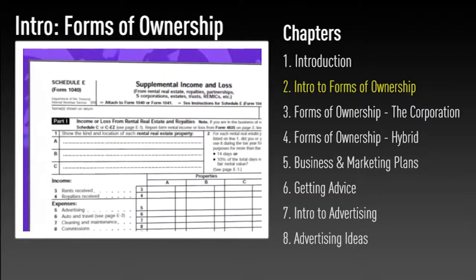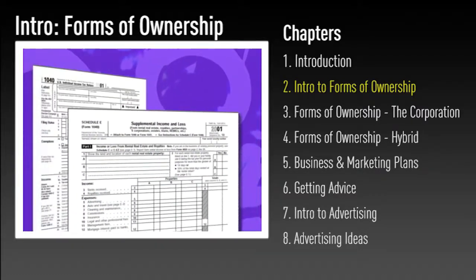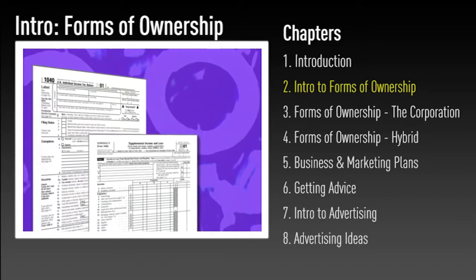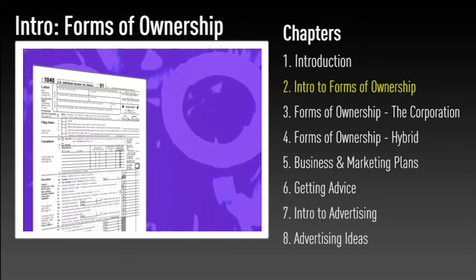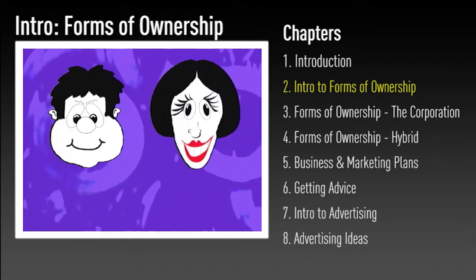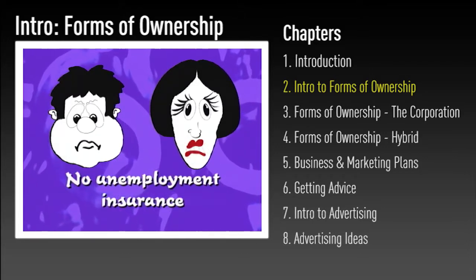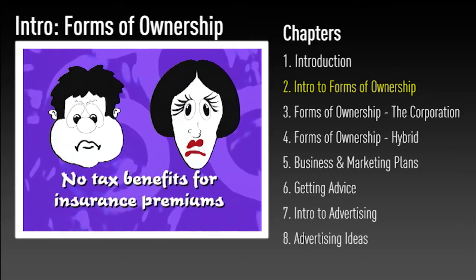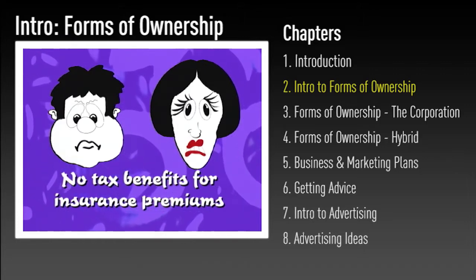The partnership is handled much like a sole proprietorship for income tax purposes. The income from the business is carried over to the individual partner's personal income tax using a Schedule E form. The partners do not pay into or collect from unemployment insurance. And there are no tax benefits for life, medical, or disability insurance premiums.